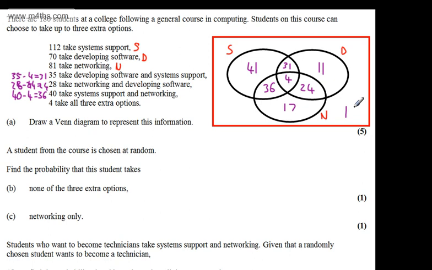So on the outside we must have now 16. That is going to be the 180 minus all of the others added up, which is 164, and that will give me 16. So that part's done.